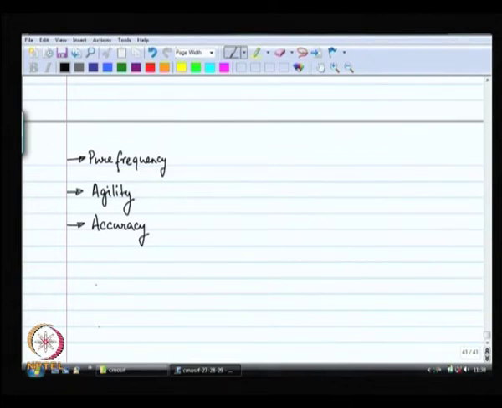So, there are these three components. You need a pure frequency, but of course, phase noise is no good. You need to be able to be agile, and the third thing is you need to be accurate when you talk about what is the precise frequency that you are oscillating at.